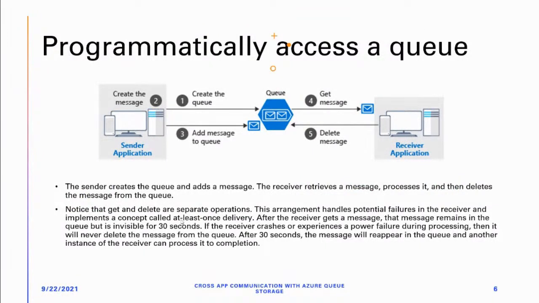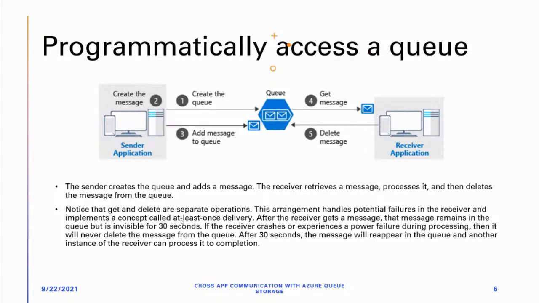All right, programmatically access a queue. I realize that these little orange thingies here are kind of in the way, but here's another diagram, and we have 5 different steps. We have a sender, and the sender will always create the queue and add messages. The reason the sender creates the queue, putting that responsibility onto the sender, is that you don't have to create a queue on the back end or set it up beforehand or anything like that. You'll have the sender create the queue.